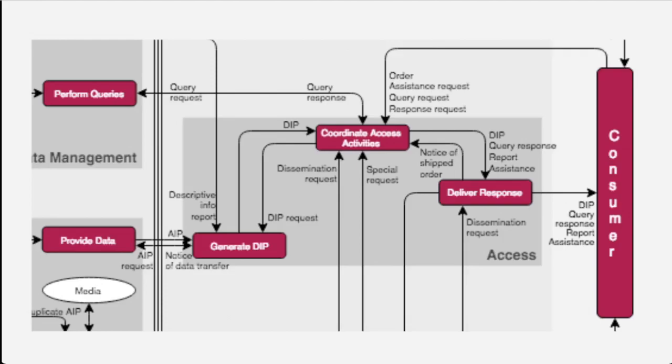So when you look at the arrows passing between these functions, for example, from coordinate access activities to perform queries, what you see is that the arrow on one side is making a request to perform queries, and then on the other side, it's delivering a response, the query response. So depending on your system, there is likely an API that is making that possible, that somebody sends a request that says, do you have any pictures of cats? And you get a response back and it says, yes, we do. Here's some information about that.